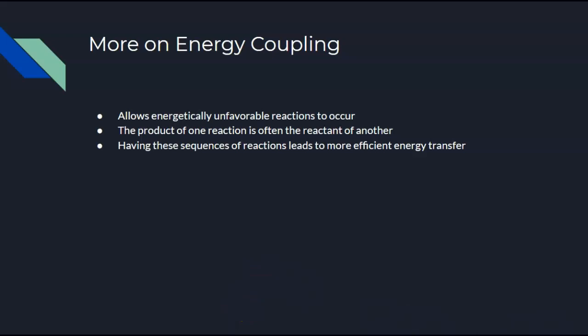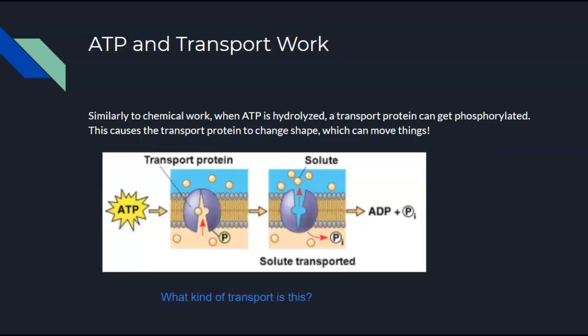So your cells do this all the time. This is the only way that these unfavorable, non-spontaneous reactions can happen: through the breaking down of ATP. One thing you should know though, like we talked about metabolic pathways, sometimes what you make is the beginning to something else. Okay, and it keeps going in a chain. And this ends up being a much more efficient way for your body to process things and transfer energy. So that was chemical work. So your cells use ATP and energy coupling to do chemical work.